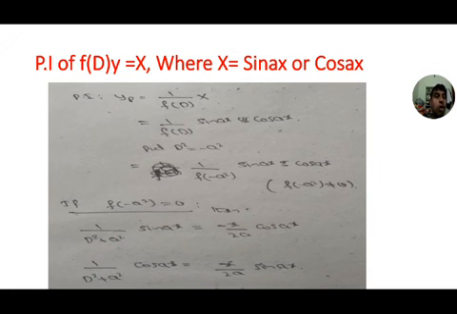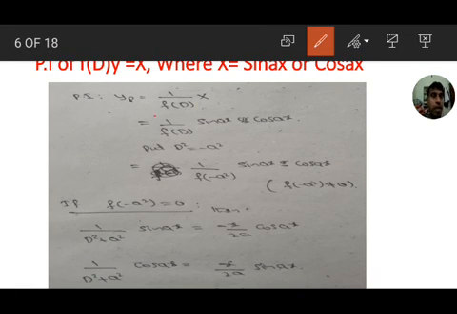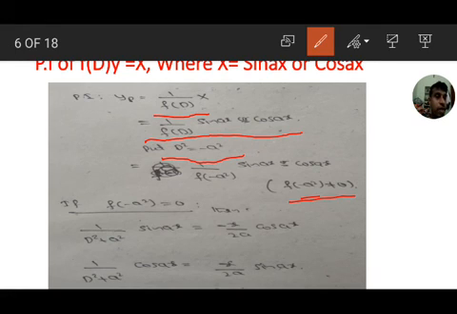Means we need to substitute 1 by f of D on capital X, 1 by f of D on sin ax or cos ax. In this, replace D square by minus a square, and if the denominator f of minus a square is not equal to 0, that is 1 by f of minus a square times sin ax or cos ax. If the denominator is 0, then use the formula 1 by D square plus a square sin ax equal to minus x by 2a cos ax.